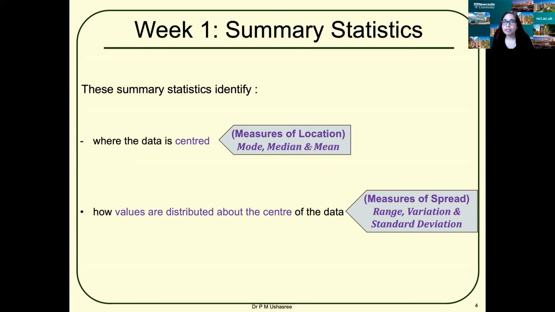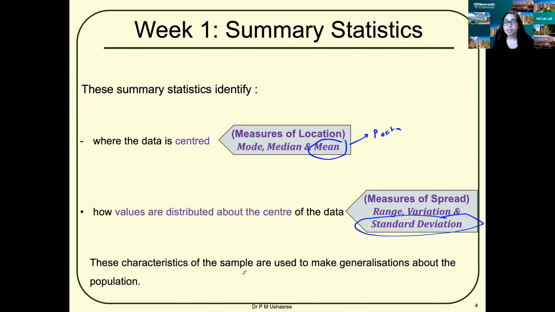Okay, so we know the different measures of location and different measures of spread. We are going to use mean to describe where the data is located, that is the position. And we are going to use standard deviation to describe the spread of the distribution. These characteristics of the sample are used to make generalizations about the population. So we're going to make a transition from sample to population.